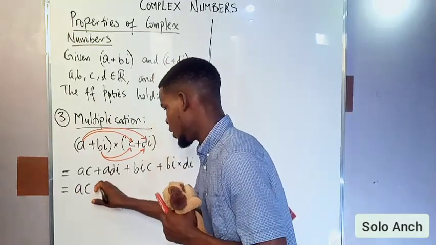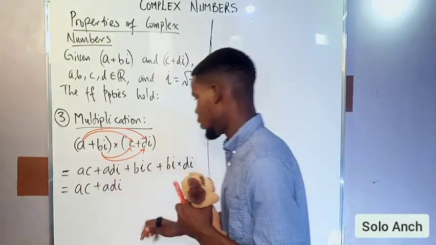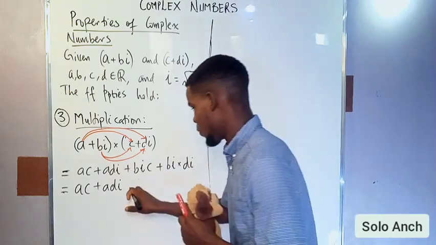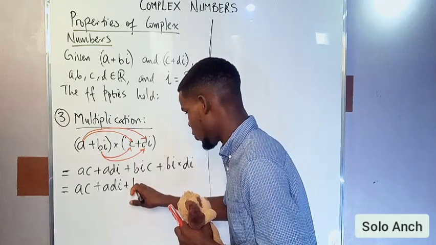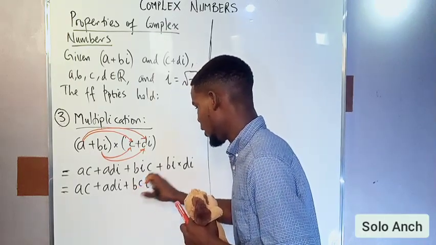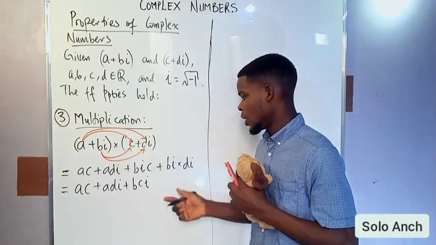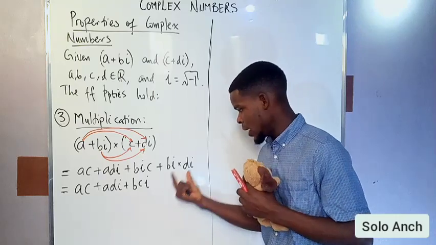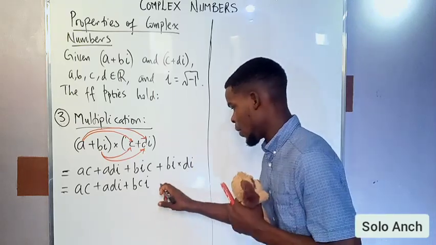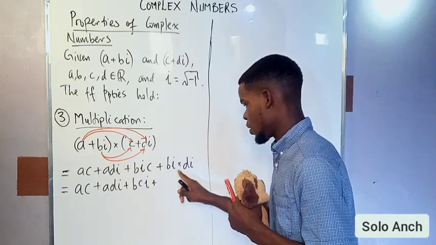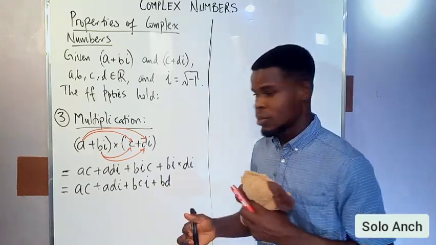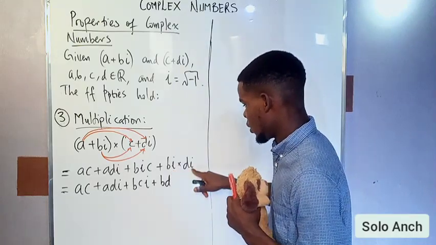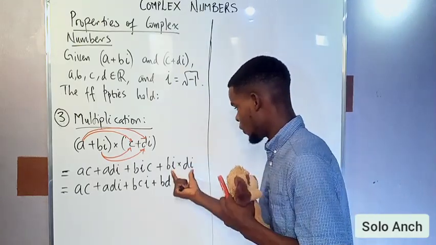Then we have adi. Good. Now bic, of course, since multiplication is commutative, I'm just going to put bci, that's b times c times i, where the i is square root of -1. Good. Now we observe this bi times di. Again, I'm going to rearrange this a little bit. This is going to be b times d, given that multiplication is commutative. Then the remaining i and i, which we have to multiply.